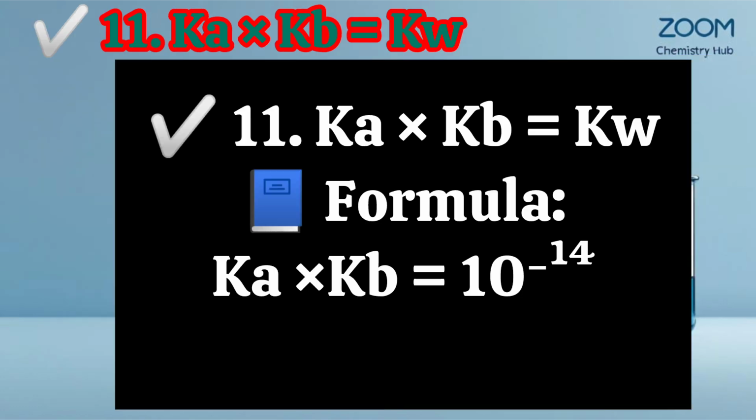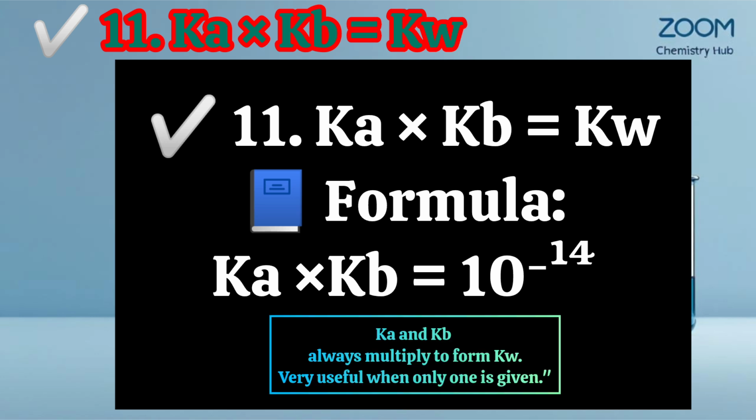Next, Ka into Kb is equal to Kw. Formula: the dissociation constant of acid into the dissociation constant of base is equal to 10 raised to power minus 14. Ka and Kb always multiply to Kw.